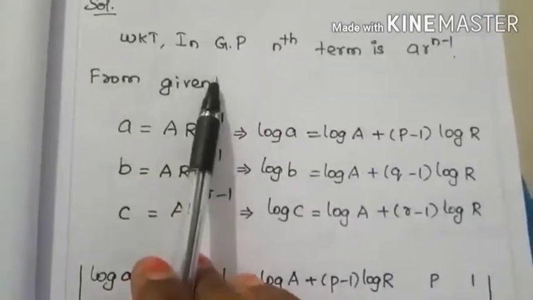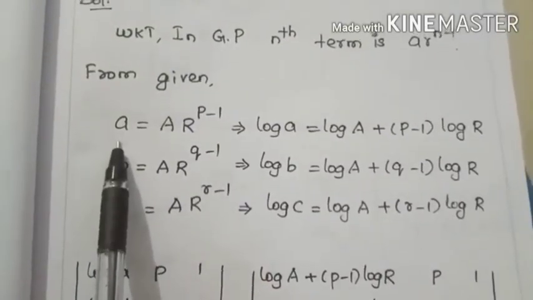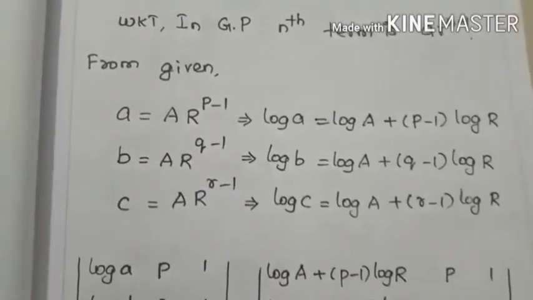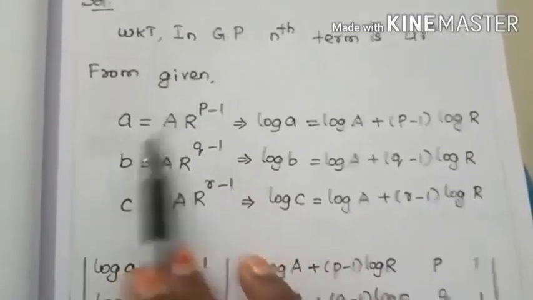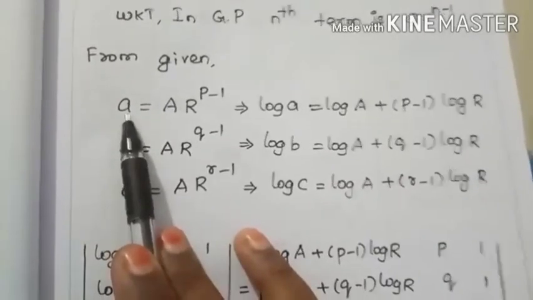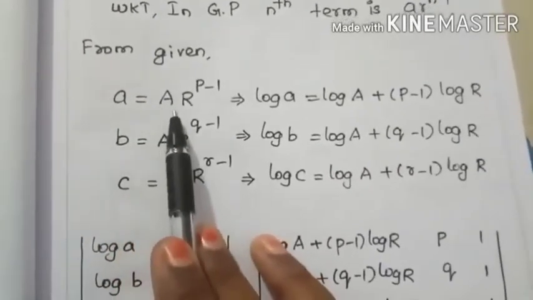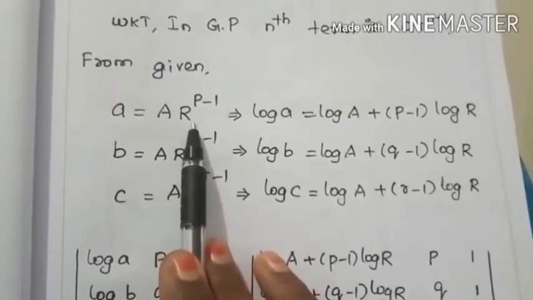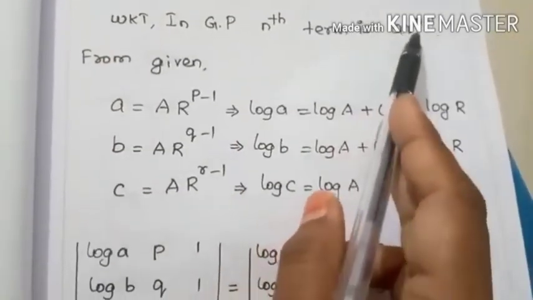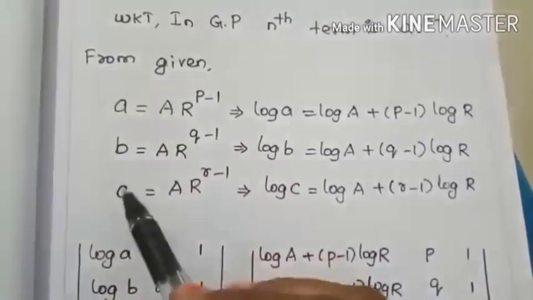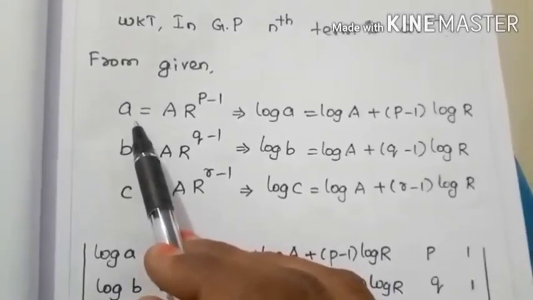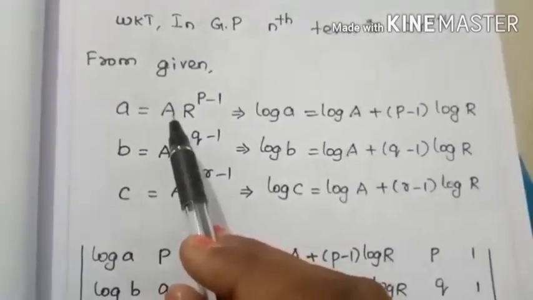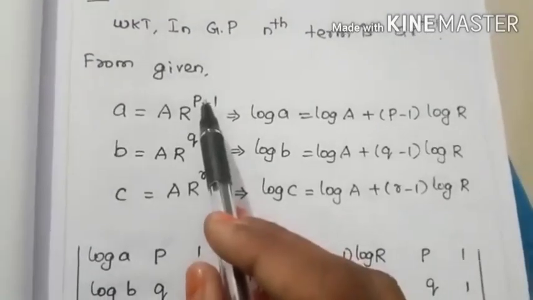From the given, a is the pth term of GP. So here we are already using small a, so we can choose capital letters. The nth term means A R power n minus 1. So a is the pth term of GP, so a is equal to capital A into R power p minus 1.